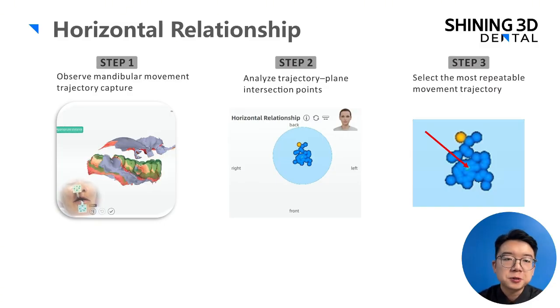So the step is to observe the mandibular movement trajectory capturing for this patient. If it is consistent and stable, then we can jump to step 2 to analyze the trajectory plane intersection path. So you can tell the movement of the mandible is stable and consistent. Then we can keep the green dots as the most repeatable position for this patient. So that would be the trajectory that we selected for this case. Also, that would be the healthy or ideal horizontal relationship for this patient.